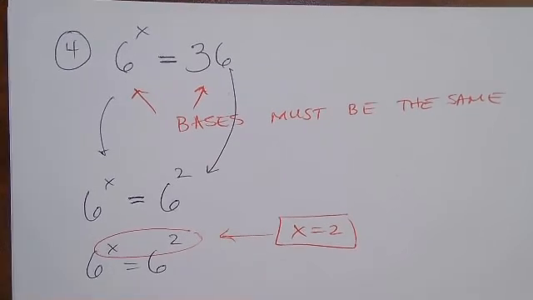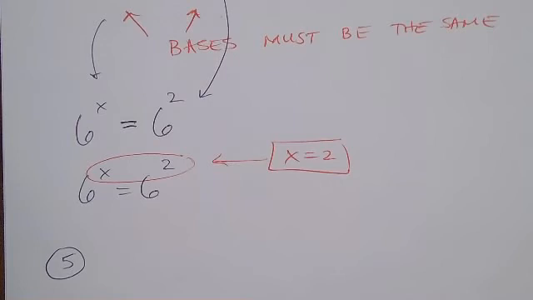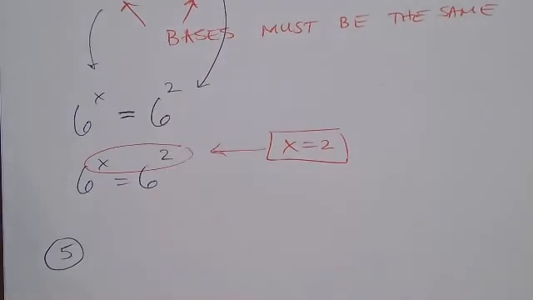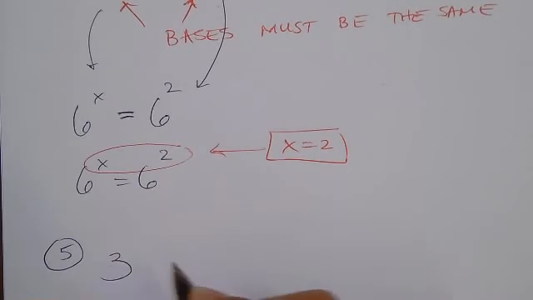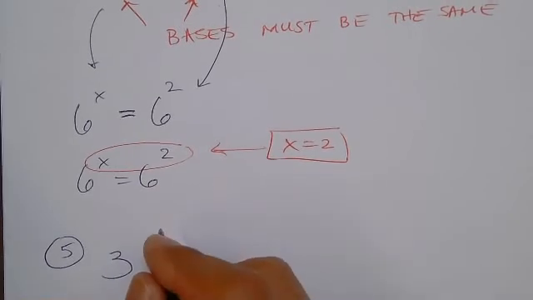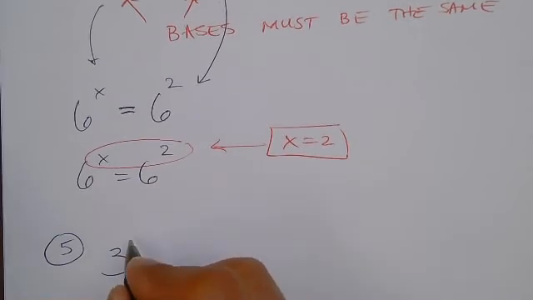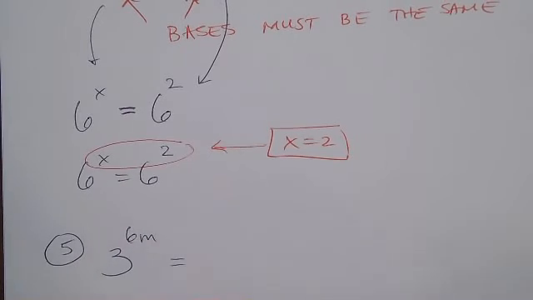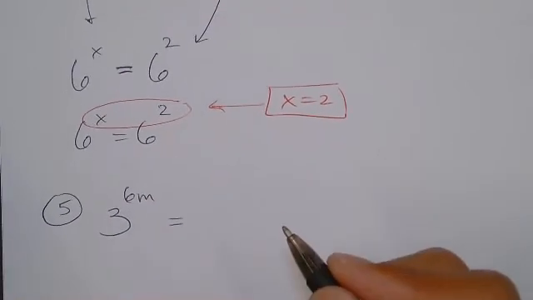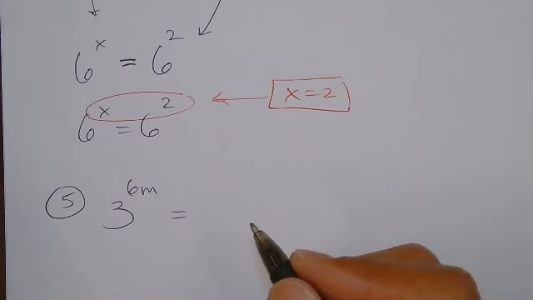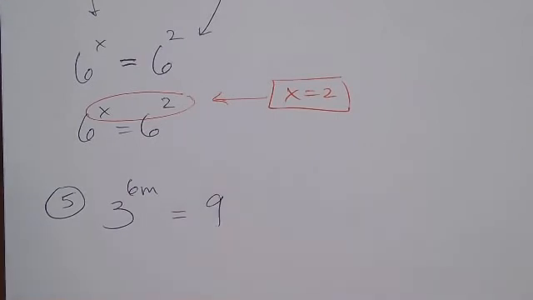Okay, how about this one? Number 5. Let me step it up. Okay. How about 3 to the power of 6m equals 9.